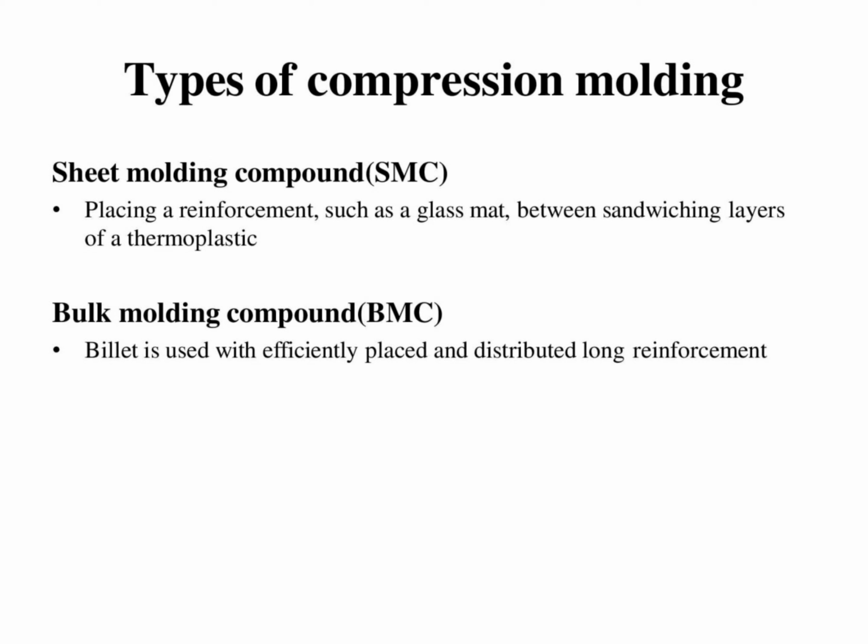Types of compression molding. First, sheet molding compound, or SMC. The sheet molding process involves placing a reinforcement, such as glass mat, between layers of a thermoplastic and heating the materials to produce a single sheet of material. Second, bulk molding compound, BMC. Bulk molding compound is made by producing a billet of molten material that is placed into a compression molding press, which molds the molten material into a part.